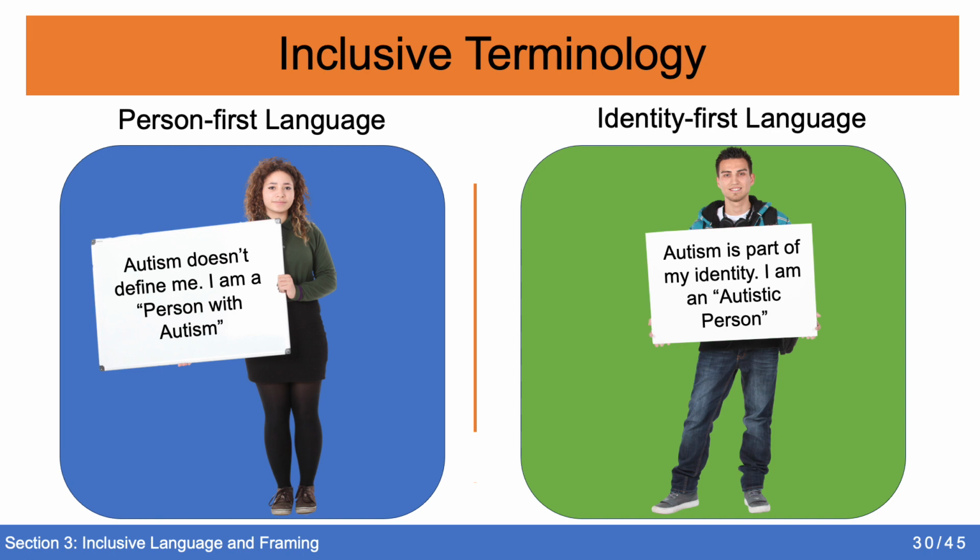There are two types of language, person-first language and identity-first language. Person-first language is describing someone as a person with autism. Identity-first language is describing someone as an autistic person.